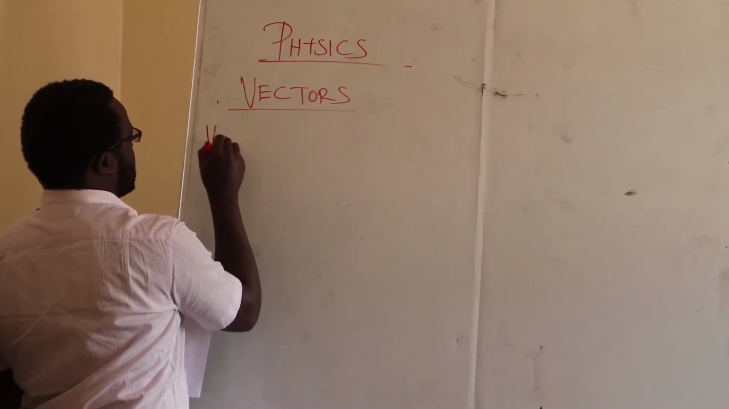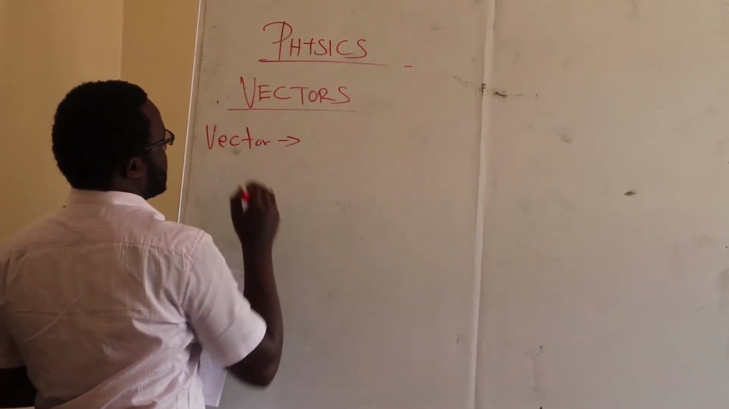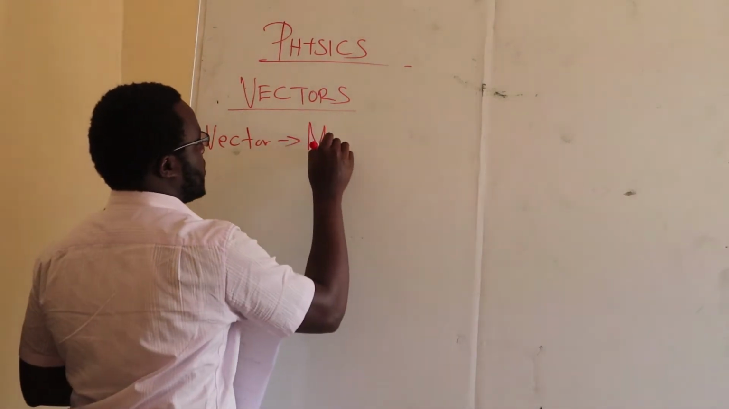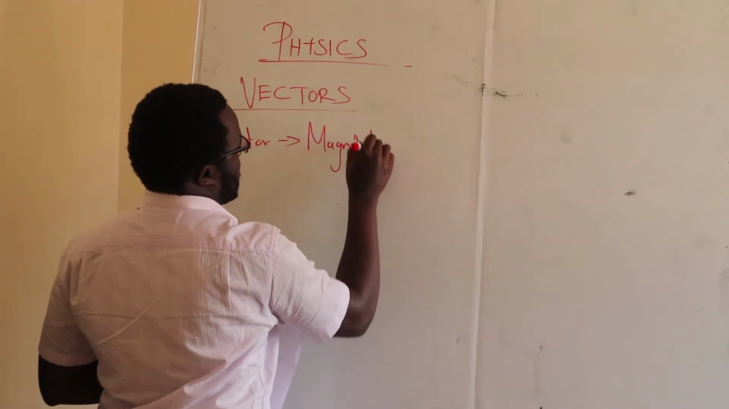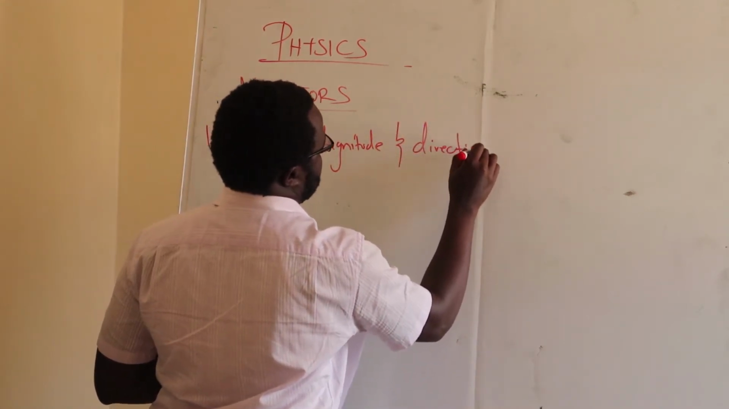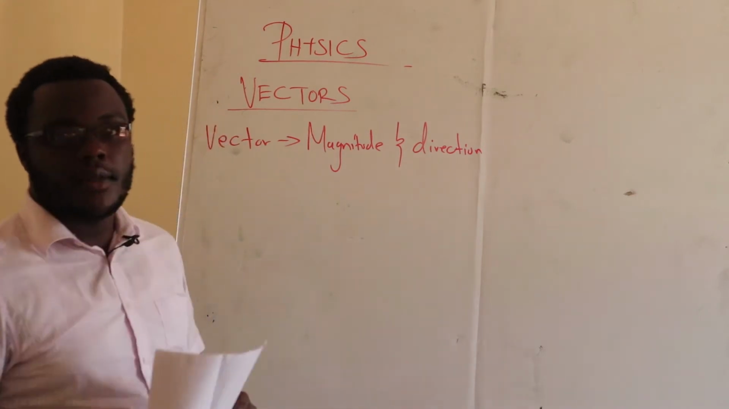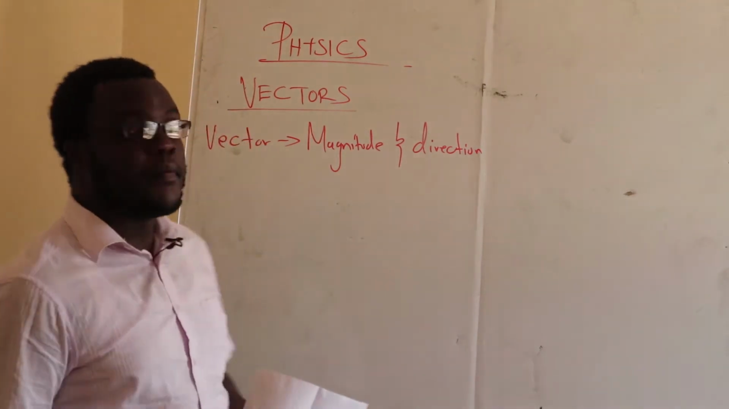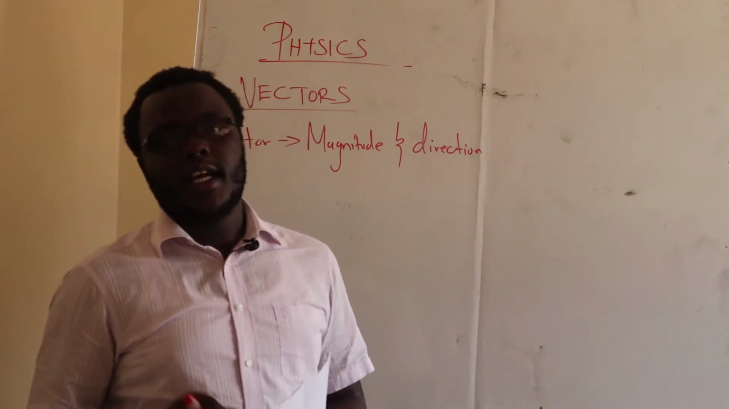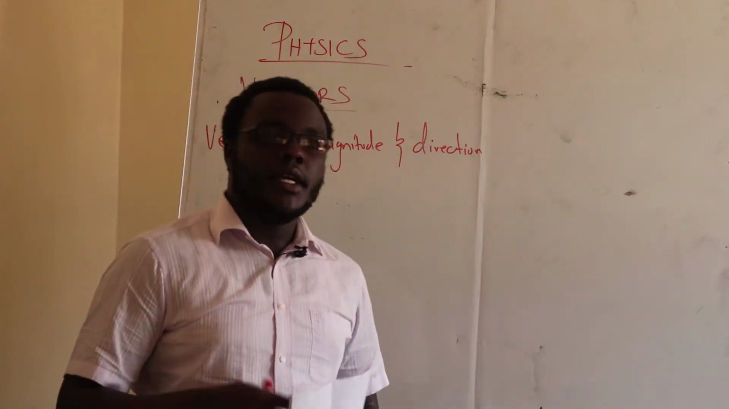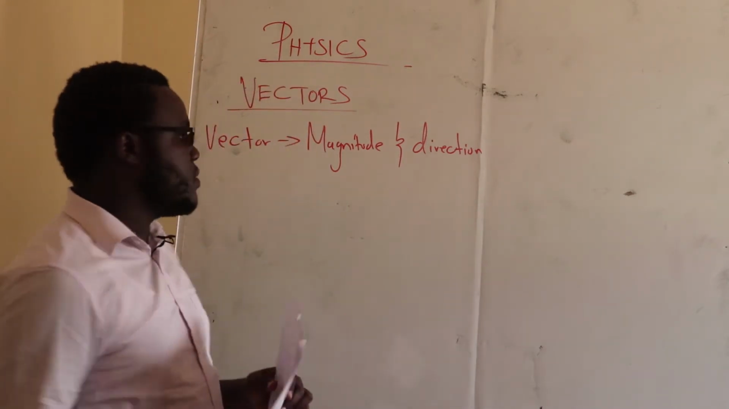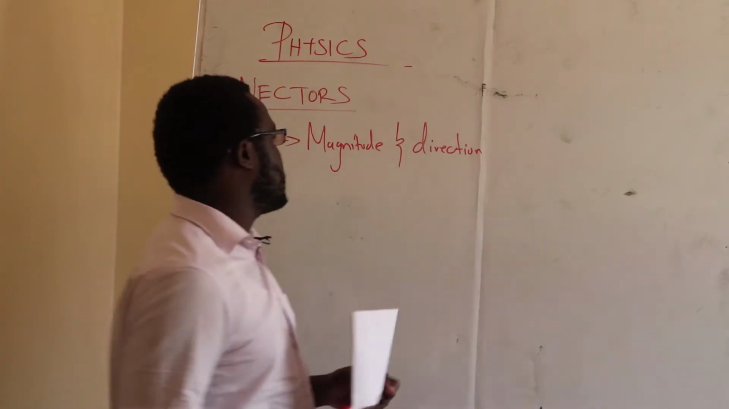A vector quantity is a quantity that has both magnitude and a specific direction. And when you talk of magnitude, you are talking of the measure. You can quantify it as a figure, maybe a decimal or a whole number. That's what we mean when we talk of magnitude.